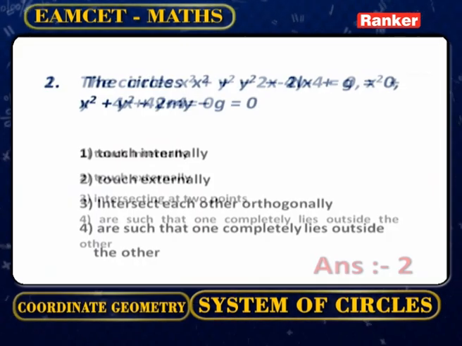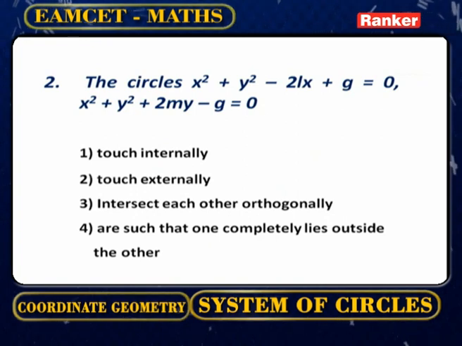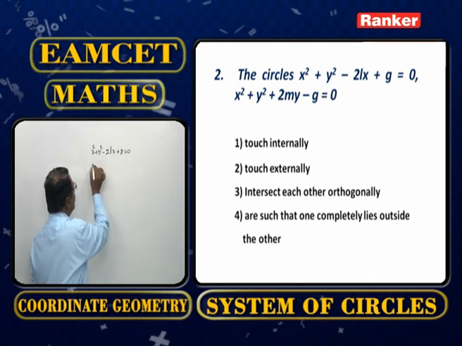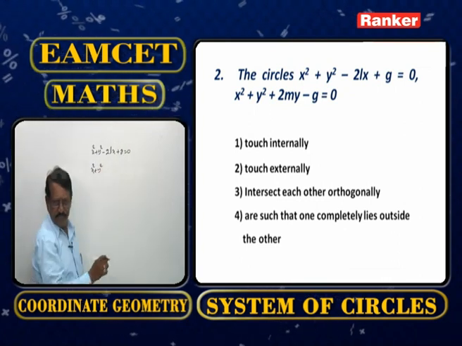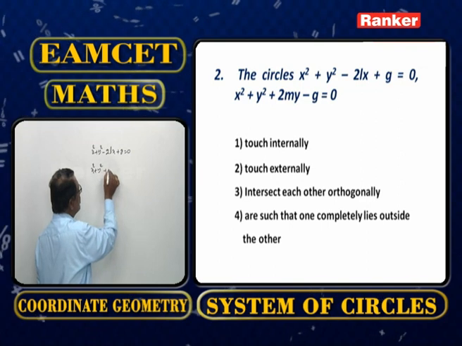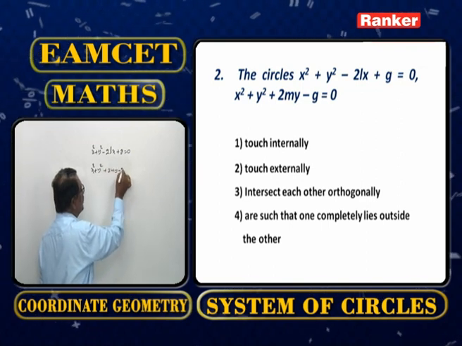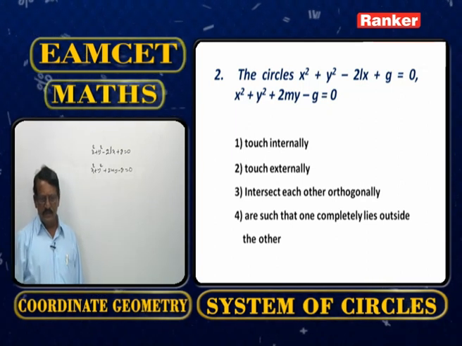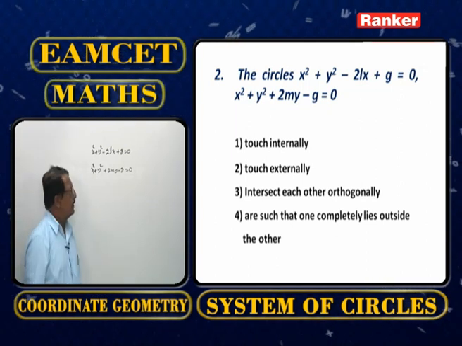Second option, the circles x² + y² − 2lx + g = 0 and x² + y² + 2my − g = 0. Touch internally, touch externally, options like that are given.